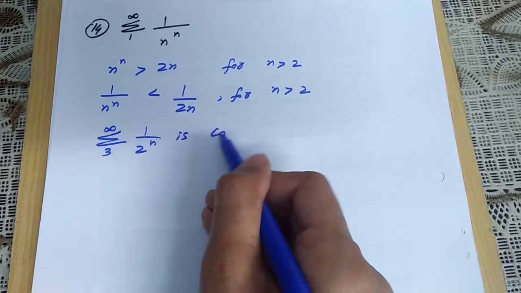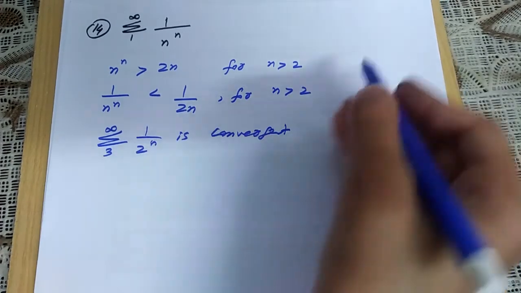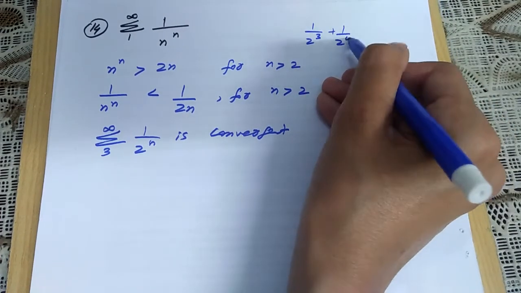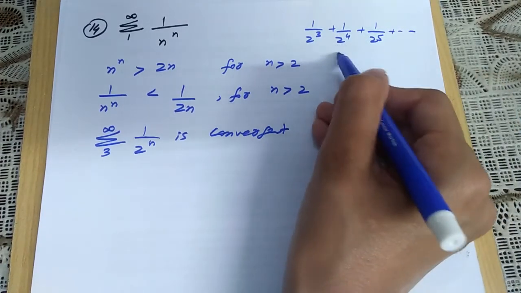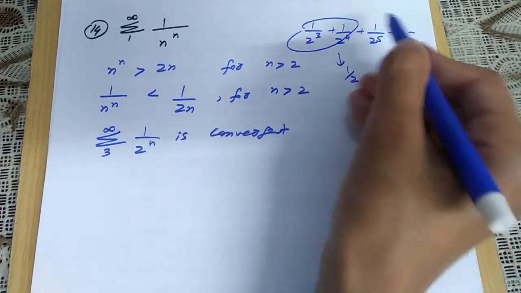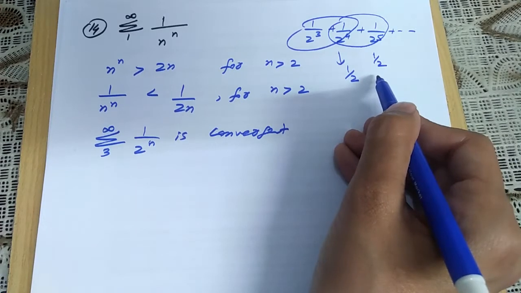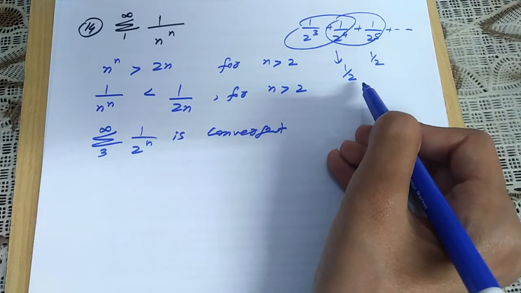is convergent. How is it convergent? If you just put the values here, you will get 1 over 2 cubed plus 1 over 2 to the 4 plus 1 over 2 to the 5 plus so on. Find out the common ratio. You will have 1 over 2 out of these two terms, and out of these two terms you will again have the common ratio 1 over 2. So if you observe, your common ratio is the same here.